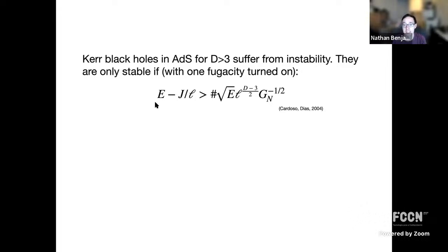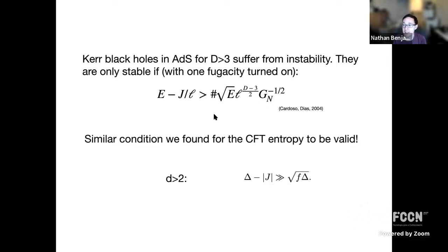I'm not going to discuss that. I'll just say where their black holes are stable. Their black holes are stable if the energy of the black hole minus the spin, in appropriate units, is bigger than some order 1 number times the square root of the energy over the square root of G Newton, with the AdS length making up the units. This is very similar to the condition we found for the CFT entropy to be valid. The CFT entropy was valid if the energy of the state minus the spin was much bigger than square root of F times delta. If you translate from CFT to gravity values, this is exactly this formula.